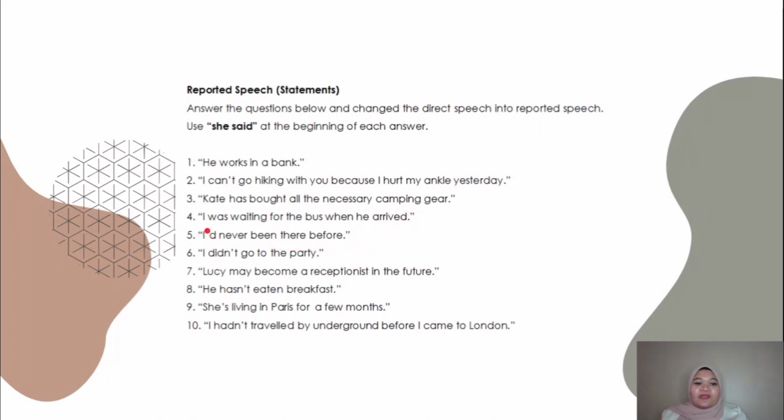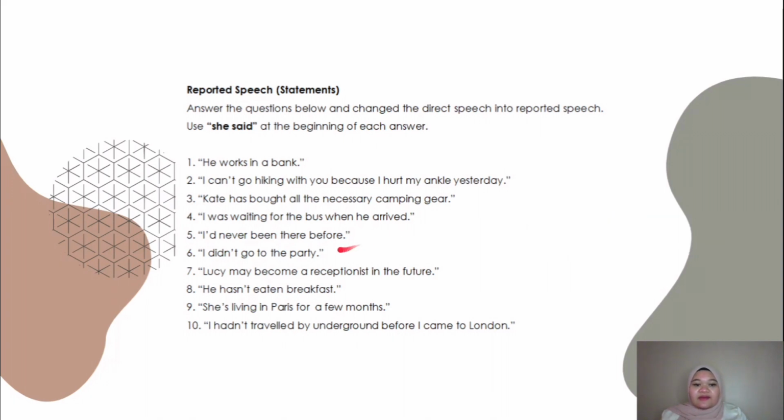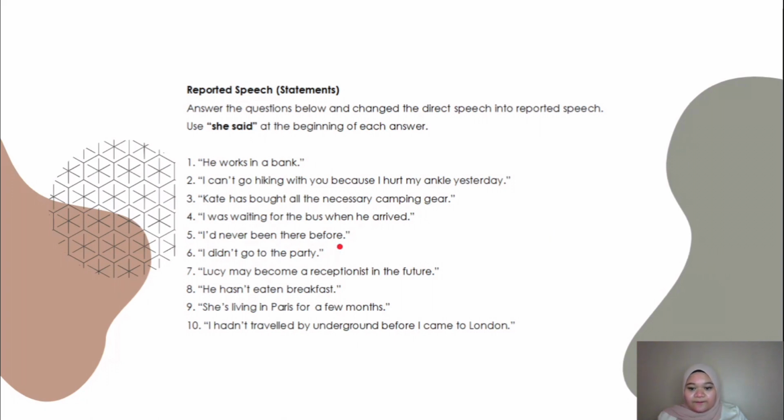Number 4, I was waiting for the bus when he arrived. It changed to, she said that she had been waiting for the bus when he arrived. Okay? I hope you're still with me, class. Number 5. I had never been there before. We changed to the reported speech. She said that she had never been there before.